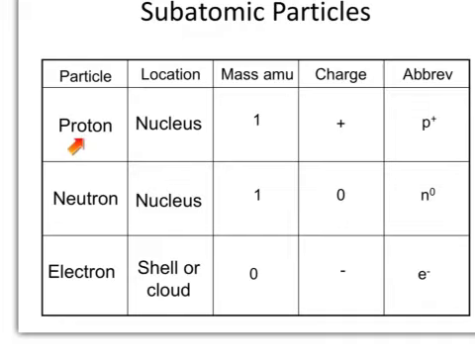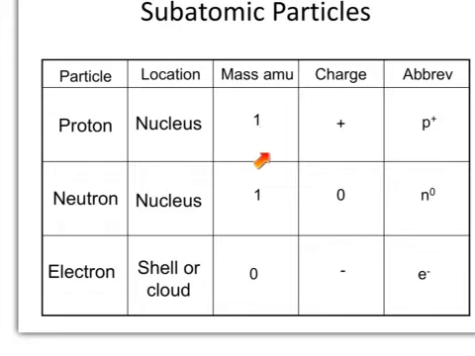Now, when you look at the proton, one of the pieces of information you need to know is exactly where is a proton found. Well, the proton is found in the nucleus of the atom. And the mass of a proton is going to be 1 AMU. Now, AMU stands for atomic mass unit. It is 1/12 of a carbon-12 atom. What's really important for you to know is that a proton has a mass of 1.